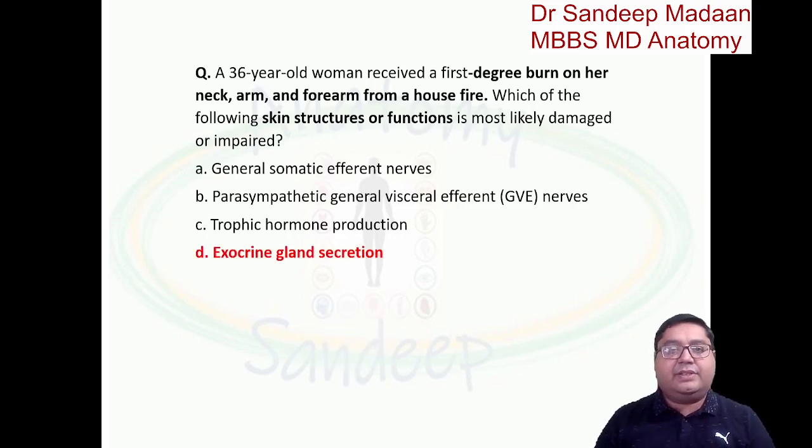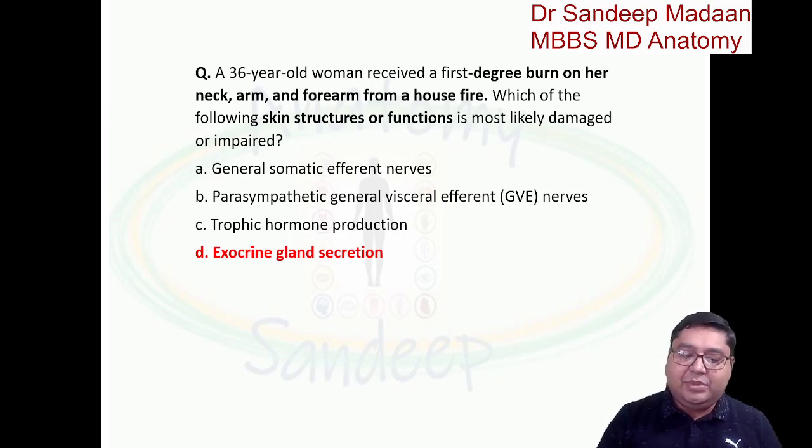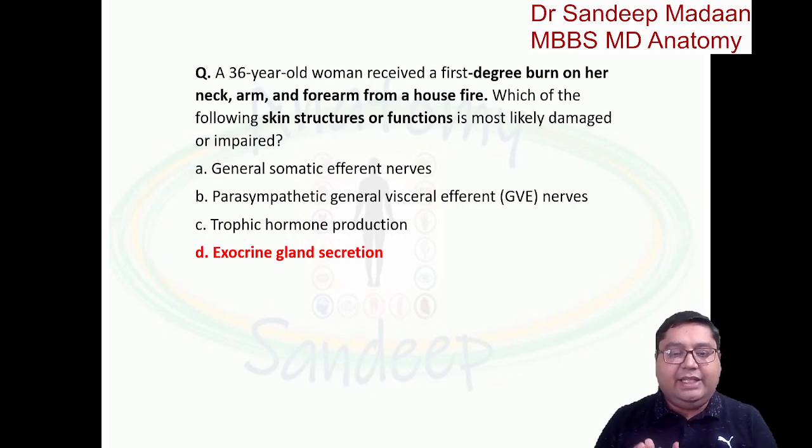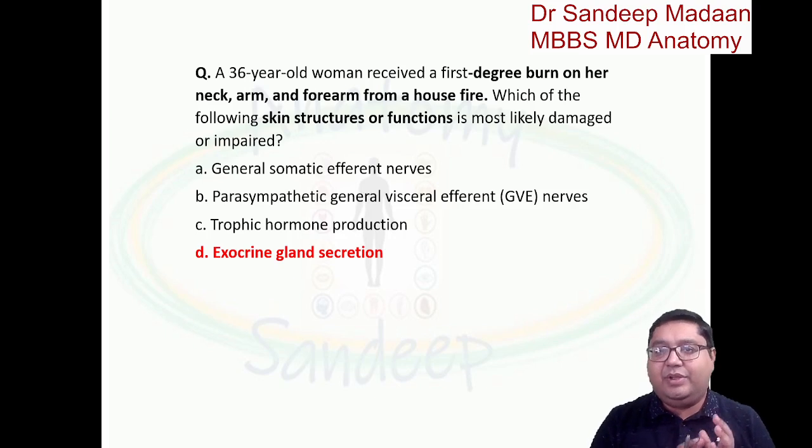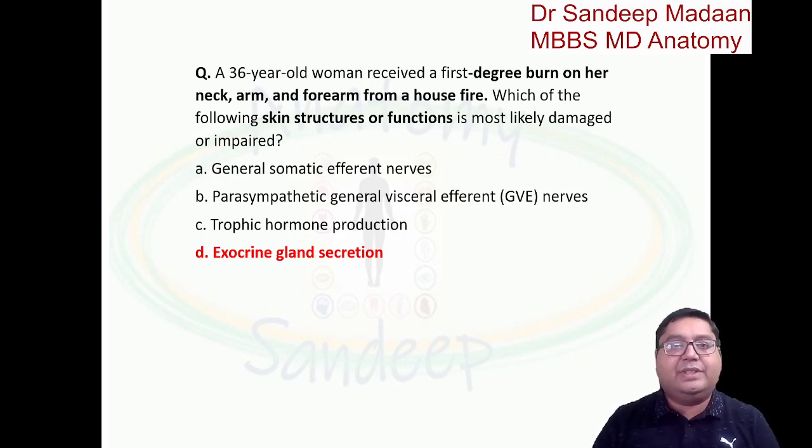But why not the others? Skin is not producing any trophic hormone. Although it produces vitamin D and so on, it does not produce a trophic hormone as such, so that will not be affected. Similarly, efferent fibers like GSE or GVE fibers have nothing to do with the skin nerve supply. So by ruling out, we can reach the answer. Moving on to the next concept.